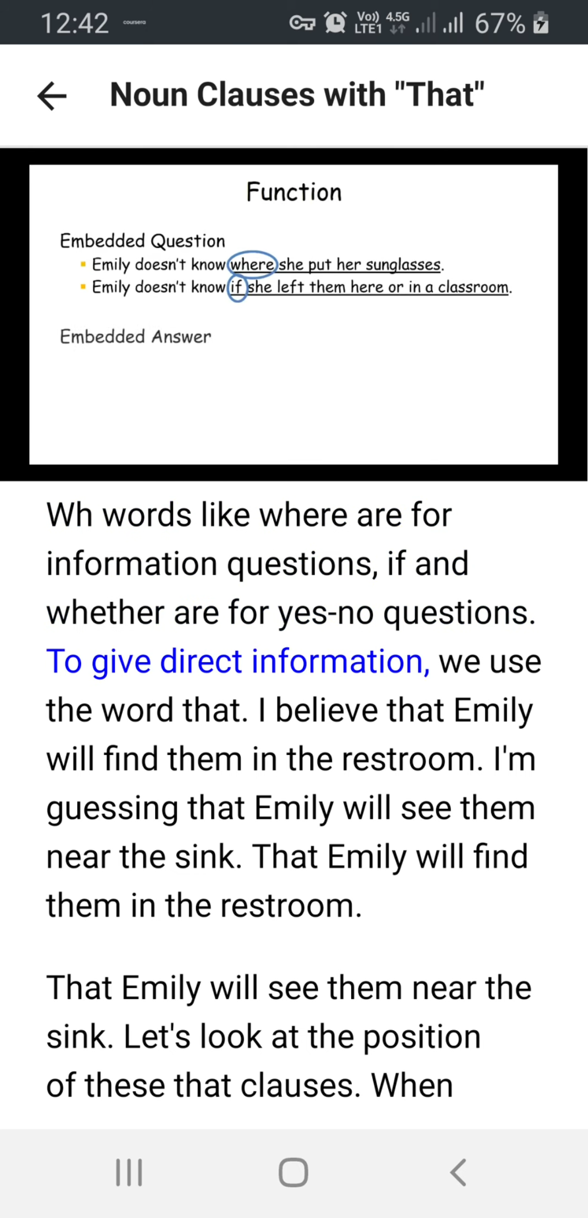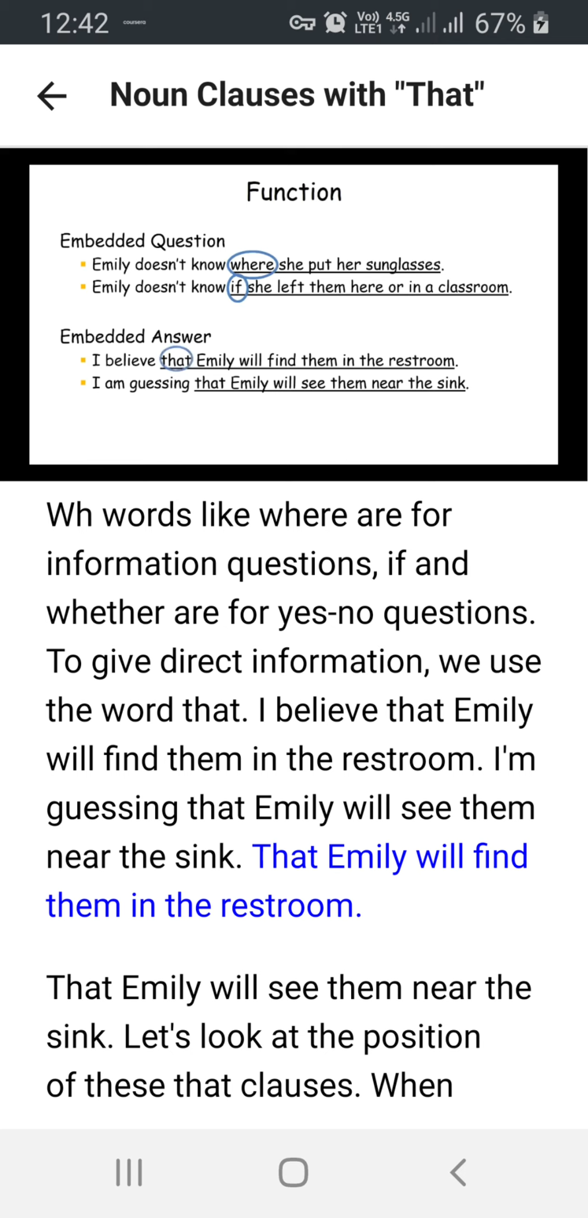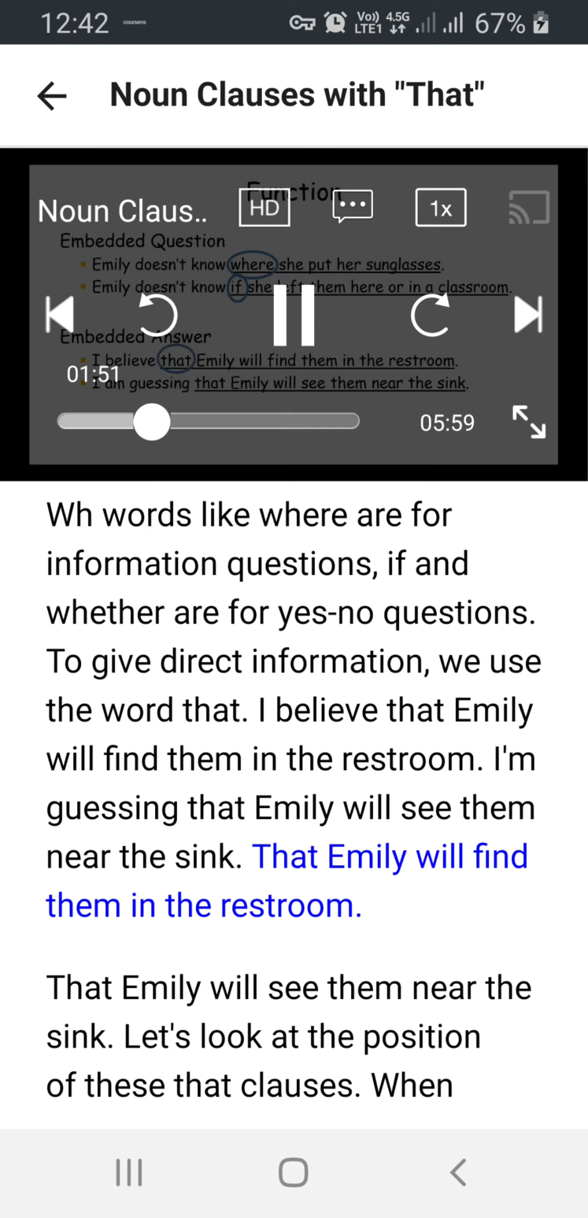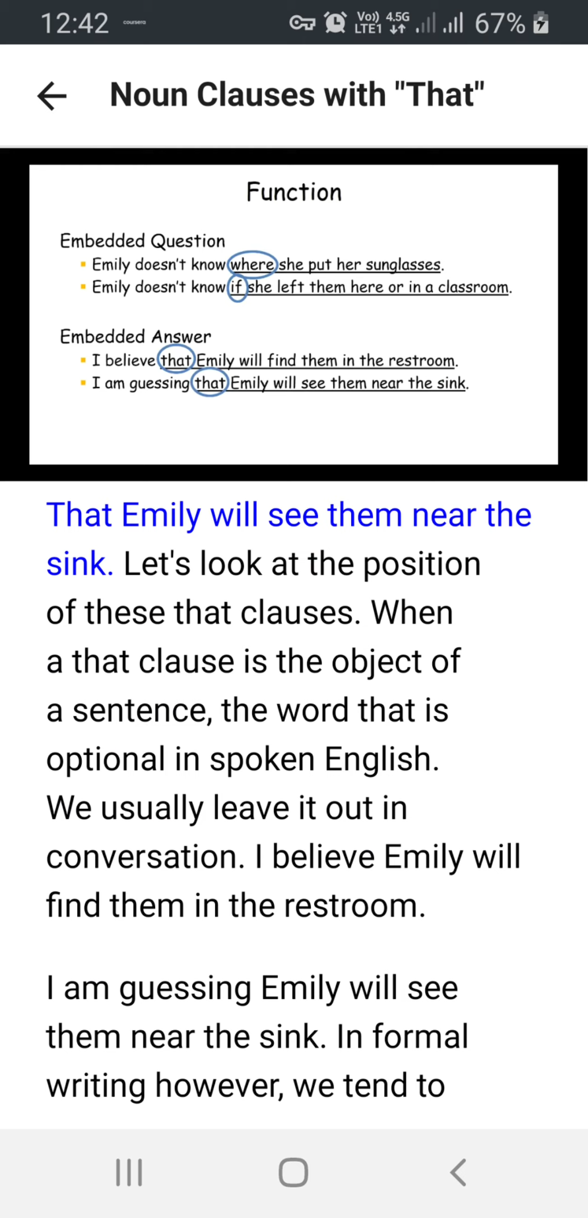To give direct information, we use the word that. I believe that Emily will find them in the restroom. I am guessing that Emily will see them near the sink. That Emily will find them in the restroom. That Emily will see them near the sink.